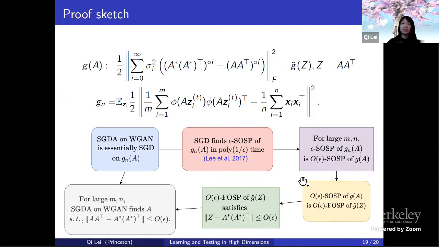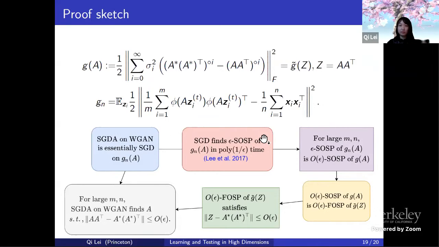So the proof sketch is a little bit complicated and looks like this. Remember that our target is to minimize over this GA that matches A star transpose with AA transpose. And it can also be reparameterized to GZ. And our gradient step is actually on GN, which is the expectation over the samples from the Gaussian distribution and the finite sample case.